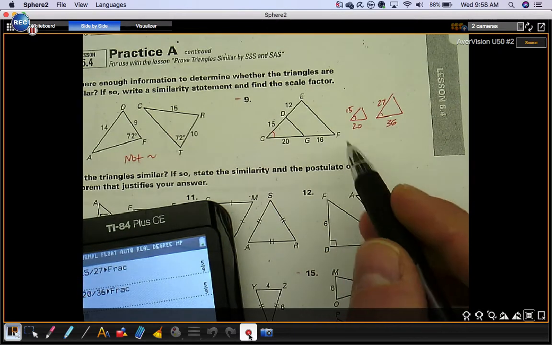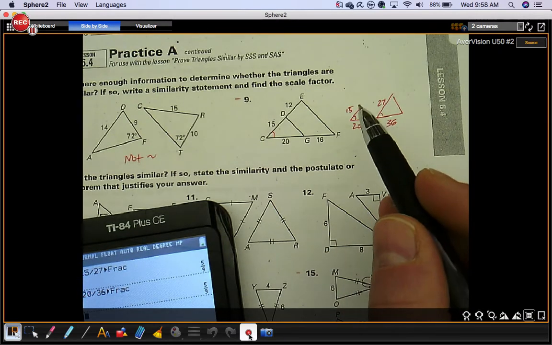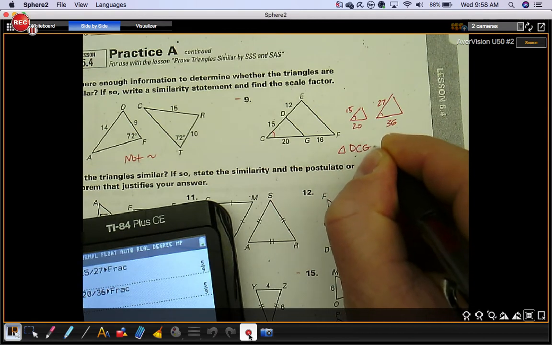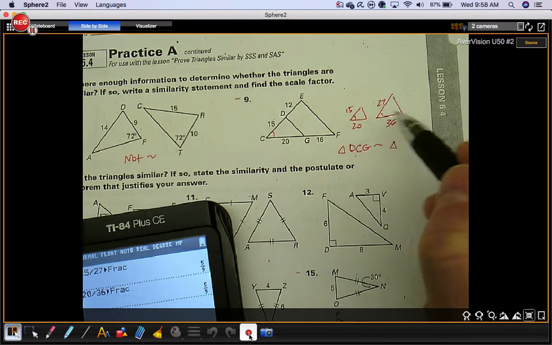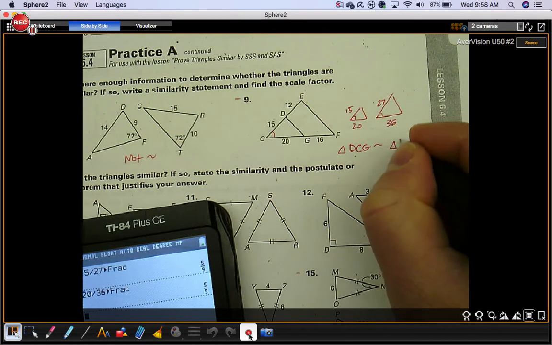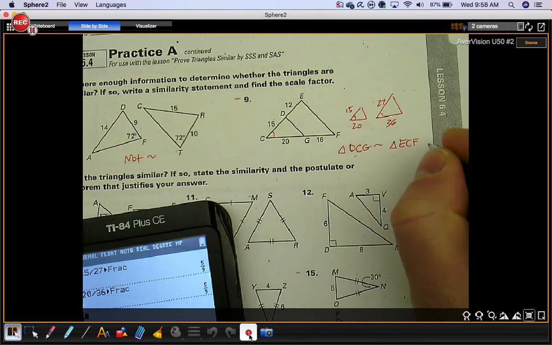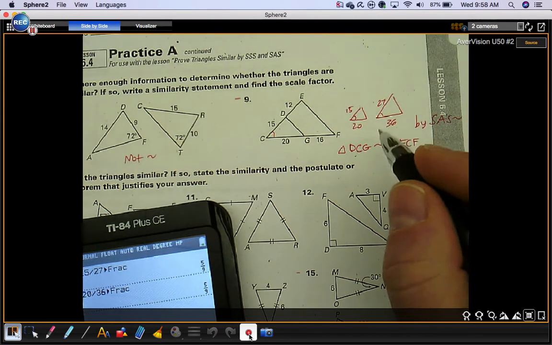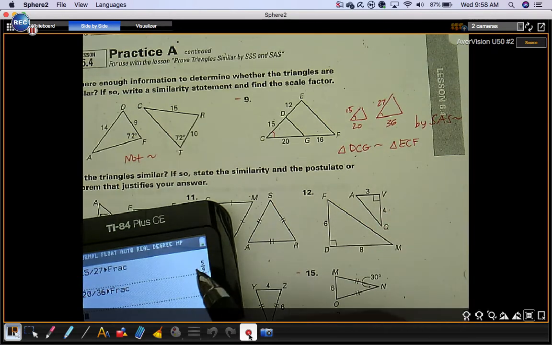So we're going to write a similarity statement here. We'll call this triangle DCG. It's similar to this triangle. We'll call it ECF. So they're similar by side angle side, and the scale factor is, what did we say, 5/9?